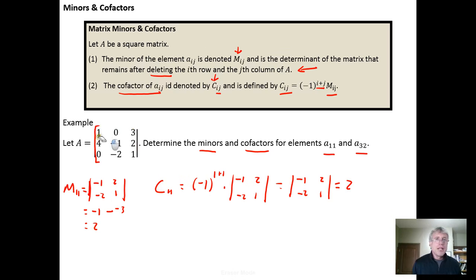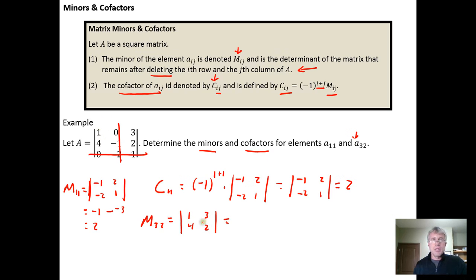If we calculate instead A sub 32, so we go to the element in row 3, column 2, we delete row 3 and column 2, and so the minor M sub 3, 2, the minor associated with row 3, column 2, is going to be the determinant of the matrix that we get when we take what's left after we cross out that row and column. So we get 1, 4 and 3, 2. And we could actually calculate this.